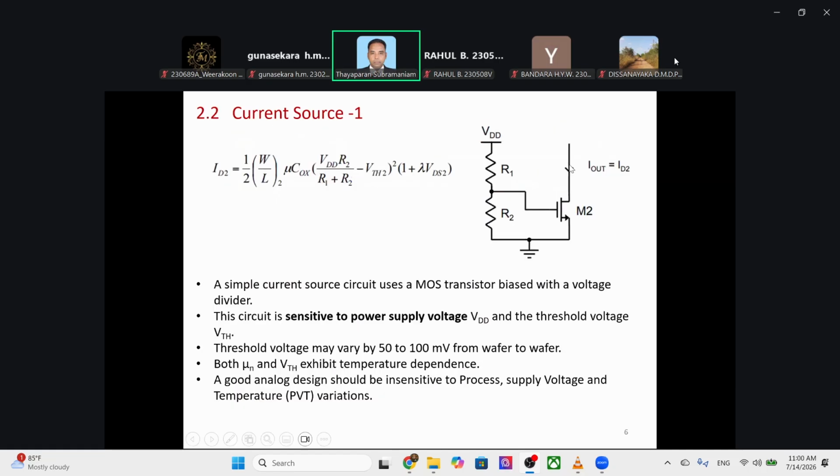So we saw two important applications here. Current source 1: in this case, we use a potential divider. Current flows through the MOSFET, but we control the gate voltage of M2 by using a simple potential divider, right? So the current through M2 under this condition is governed by this equation. I will derive this equation later, no worries.